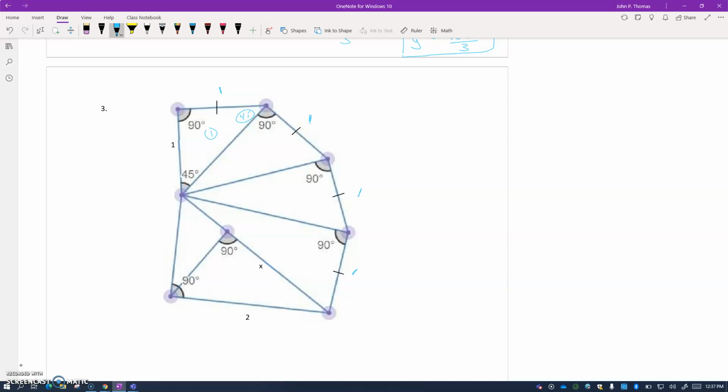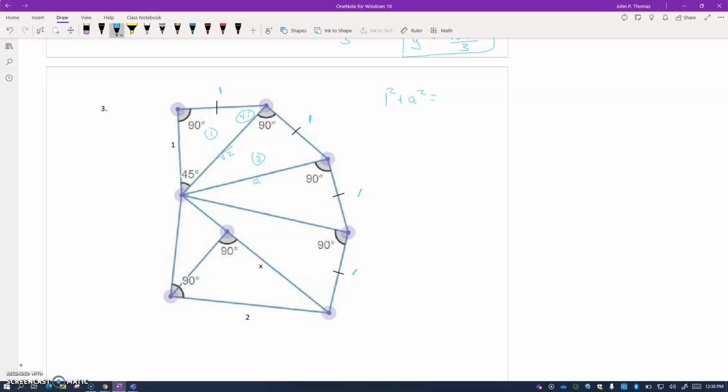All right, so I'm going to start with triangle 1, and I've got 45, 45, 90, 1, 1, so this last side is 1 root 2. All right, now at that point I'm going to move to triangle 2. In triangle 2, I don't know this side, I'll call it A. All right, so I'm going to use Pythagorean theorem. I've got 1 squared plus A squared.